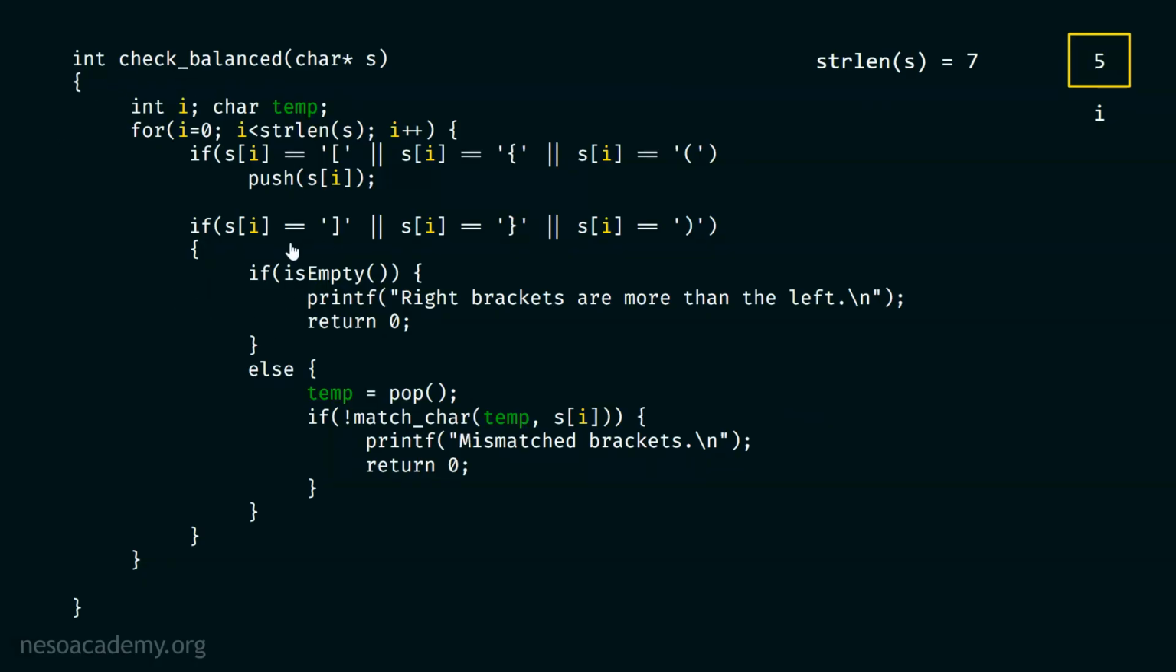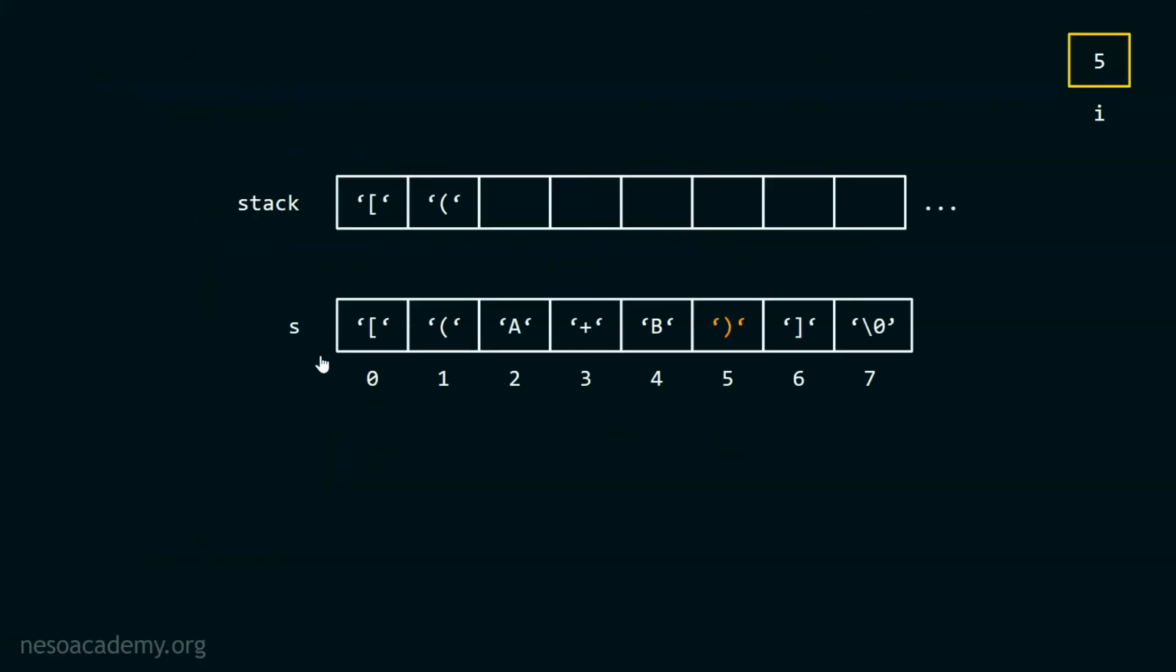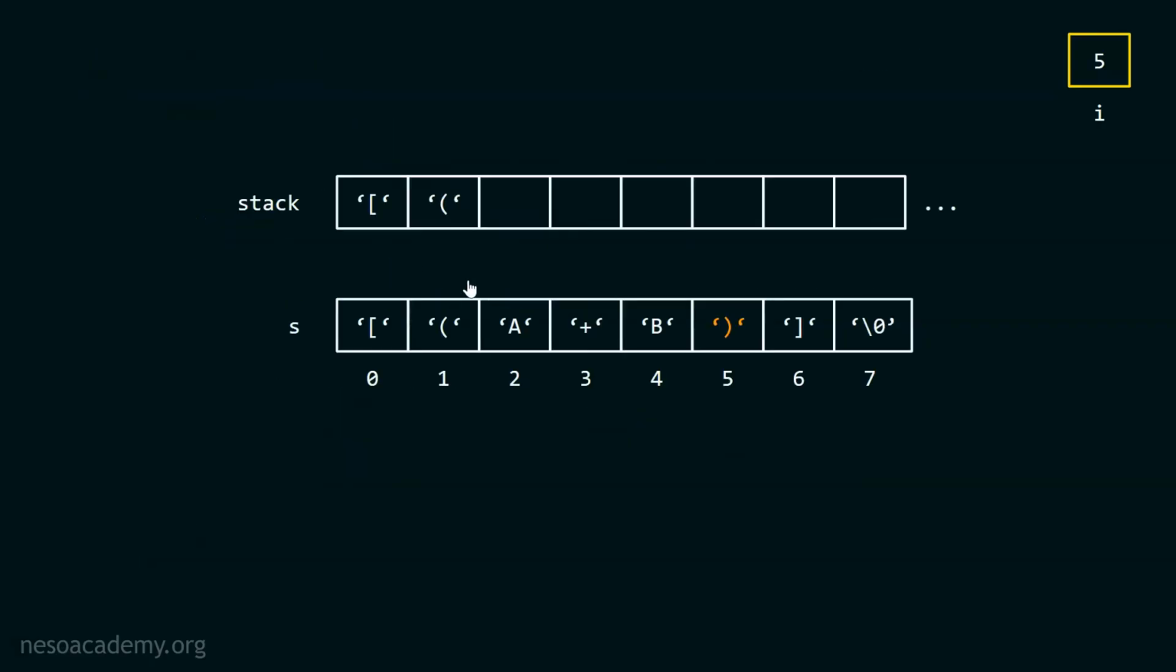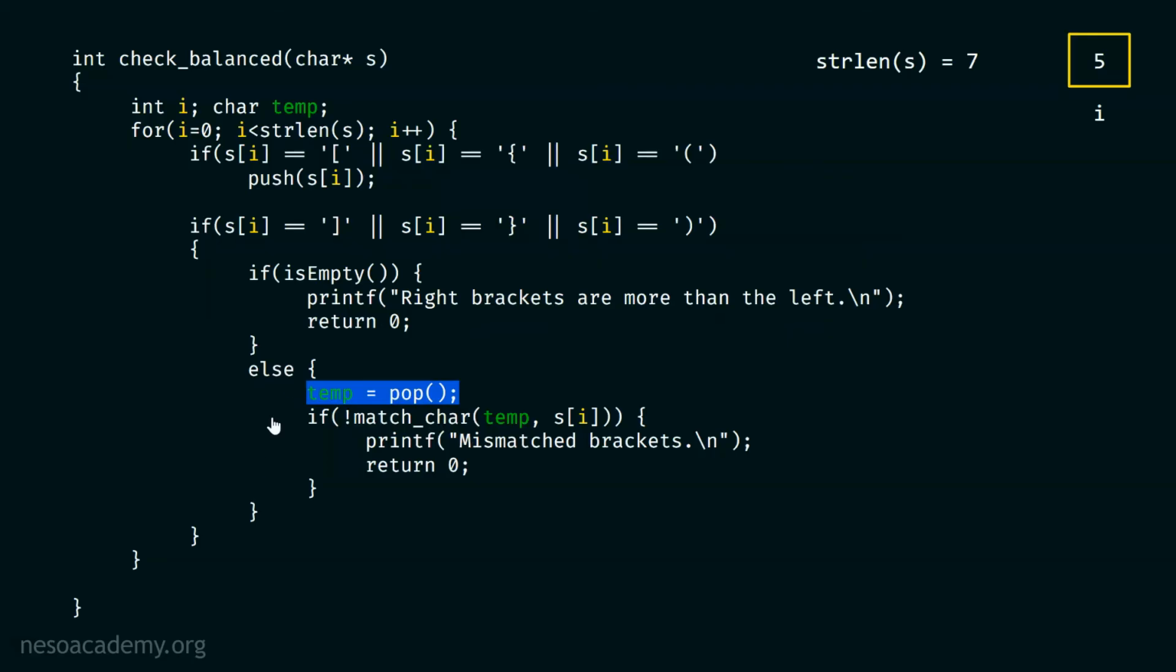Now we must check this condition. Is si equal to right square bracket or right curly bracket or right round bracket? We know this that si, that is S5, is actually equal to right round bracket. You can see this over here. S5 is right round bracket. We must continue and check this condition. Is stack empty? We know this that stack is not empty. Stack has two elements. Therefore, we must continue and evaluate the else part, which means that we have to pop an element from the stack and we have to put that element inside this temp variable.